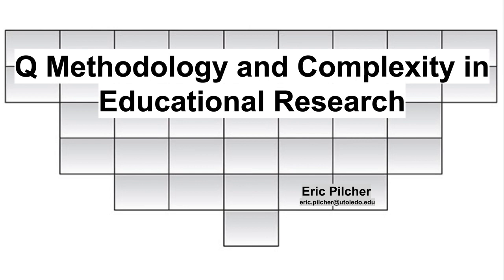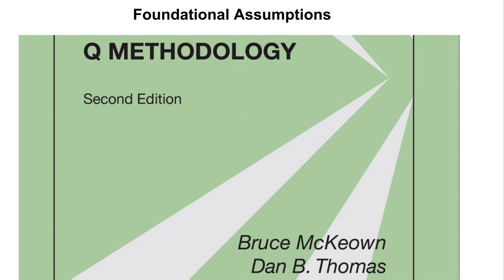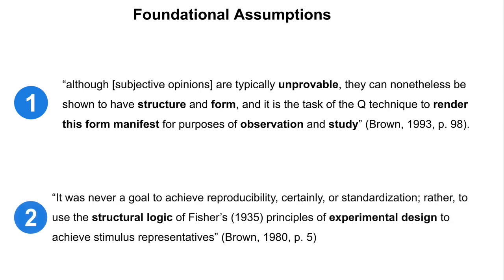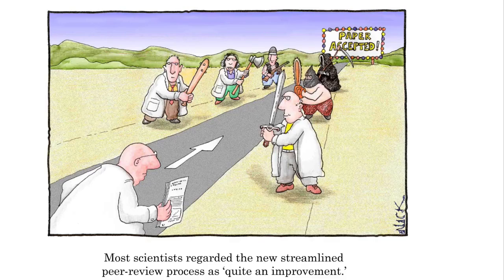I wanted to talk briefly about Q methodology and complexity in educational research. It's great to be here with those of us who understand the foundational assumptions of Q methodology, namely that the purpose of Q technique is to render the structures and forms of subjective opinions observable. And secondly, that the research goals aren't to standardize or generalize anything. Rather, it's to achieve a representation of a complex phenomenon through experimental design.